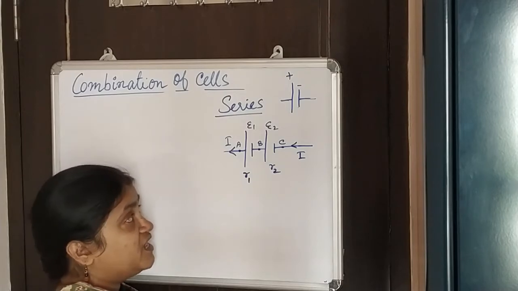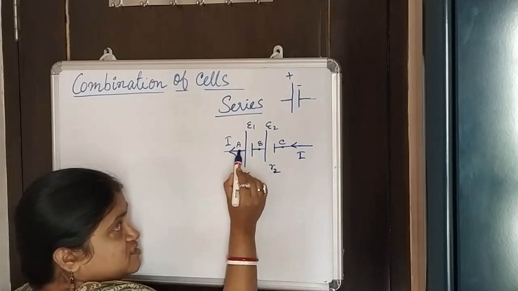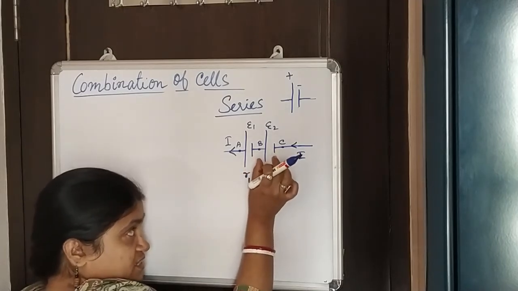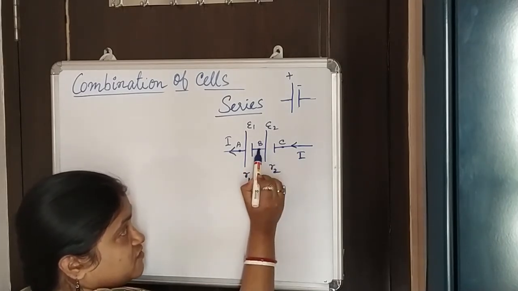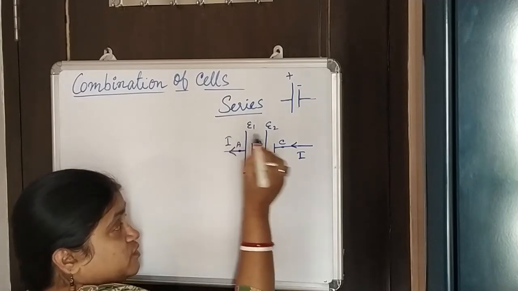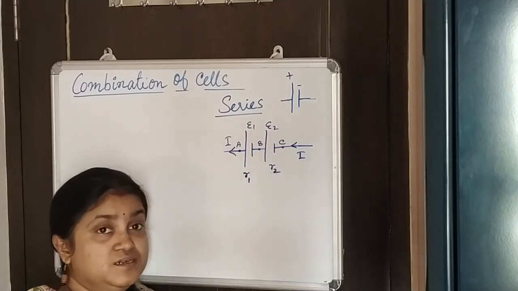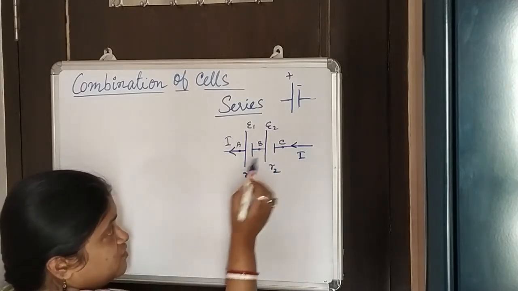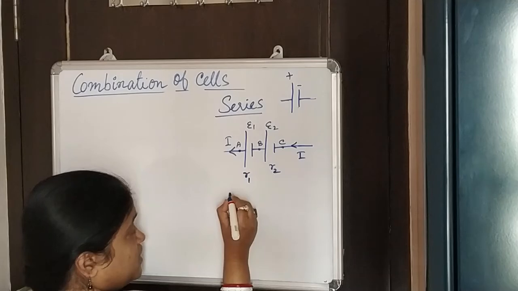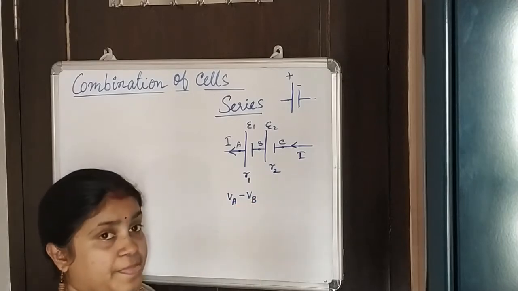If I have to know the potential drop across the first cell, I should know the potential difference between points A and B. If I have to know the potential drop across the second cell, I have to know the potential difference between points B and C. And the potential difference between points A and C will give me the potential drop across both cells. So let's suppose my potential drop across the first one would be VA minus VB.